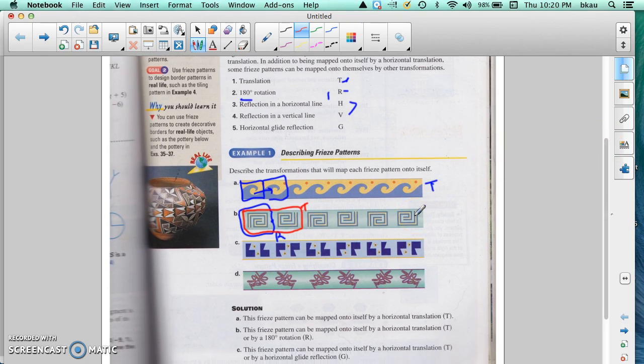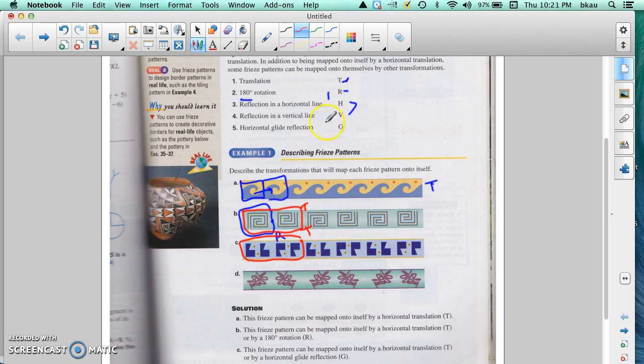And there's going to be more than one answer on this one as well, because you could see a translation if you look at this. It looks like if we map it out to right about here, then it's a translation. You take this whole chunk and you move it over. This is a translation.